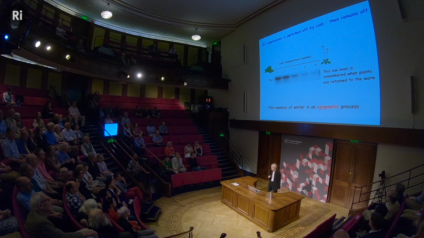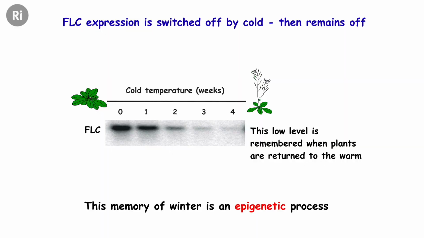So when we actually began to look molecularly at FLC, and this is now a way of looking at the expression level of the gene, black just means there's lots of it, you can see that with no cold, there's a lot of it, and that's when a plant would be very vegetative and make lots and lots of leaves. But as you give increasing weeks of cold, then the gene very gradually switches off, and you get less and less of that gene being made.